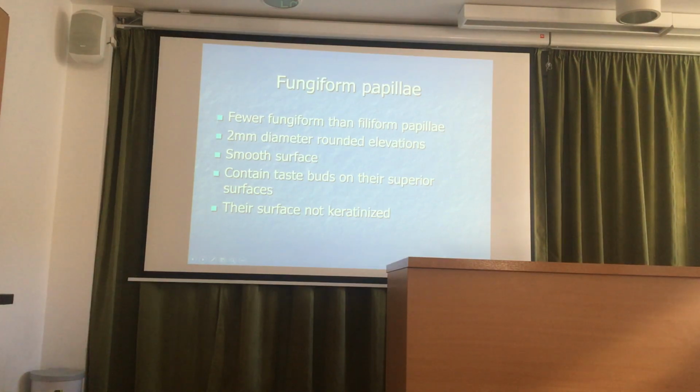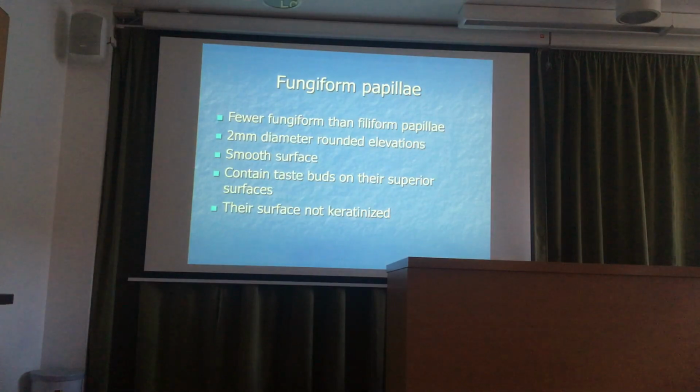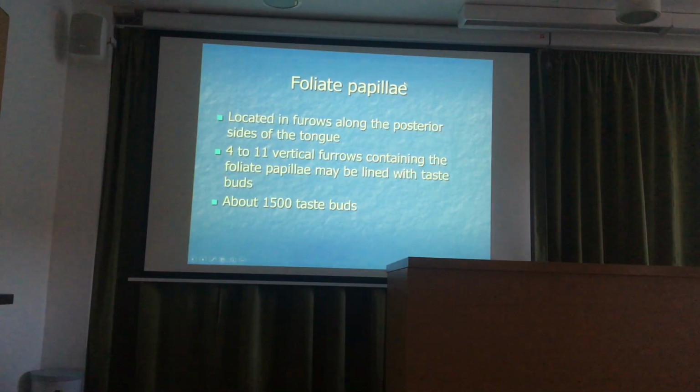In the anterior part you can find the fungiform papillae, fewer than filiform papillae. You can recognize them because they are 2 mm diameter rounded elevations. They have a smooth surface, are not keratinized, and can contain taste buds on their superior surfaces. It's very rare, but they can contain some receptors. Foliate papillae are located basically at the margo linguae. The 4 to 11 vertical fissures of the foliate papillae may be lined with taste buds. A lot of receptors you can find here.